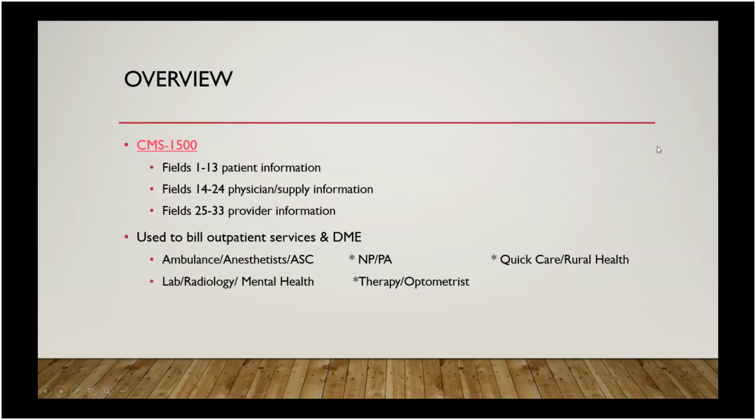All right, the CMS 1500, we have fields 1 through 13, which is our patient information, 14 through 24, which is the physician supply information, and 25 through 33, which is the provider information. You're going to use the CMS 1500 to bill services and durable medical equipment for ambulance, anesthetic, ambulatory surgery centers, nurse practitioners, physician assistants, quick care, such as urgent care clinics, rural health, lab, radiology, mental health, therapy, and optometrist.